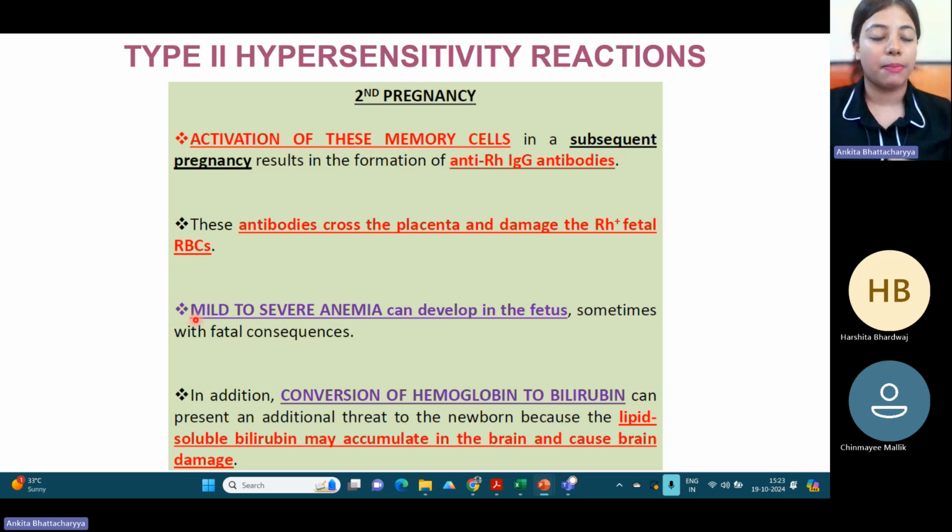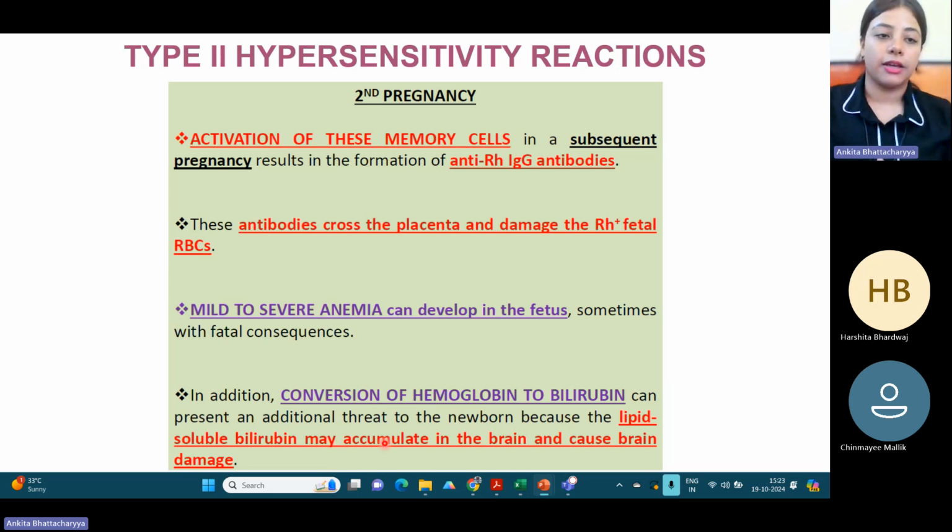But what eventually can happen is that it can lead to developmental anomalies because if you have studied about hemoglobin and the way it functions and the way that it acts as the major source of iron within your body, apart from ferritin, of course, you would understand that it can lead to developmental deficits in a lot of cases, and in a large number of cases, if the condition is very severe, it can be very fatal. So that is a major problem. And in addition, the conversion of hemoglobin to bilirubin can also present as an additional threat to the newborn, because this lipid-soluble bilirubin can accumulate in the brain and cause brain damage as well, like I said, developmental deficits.